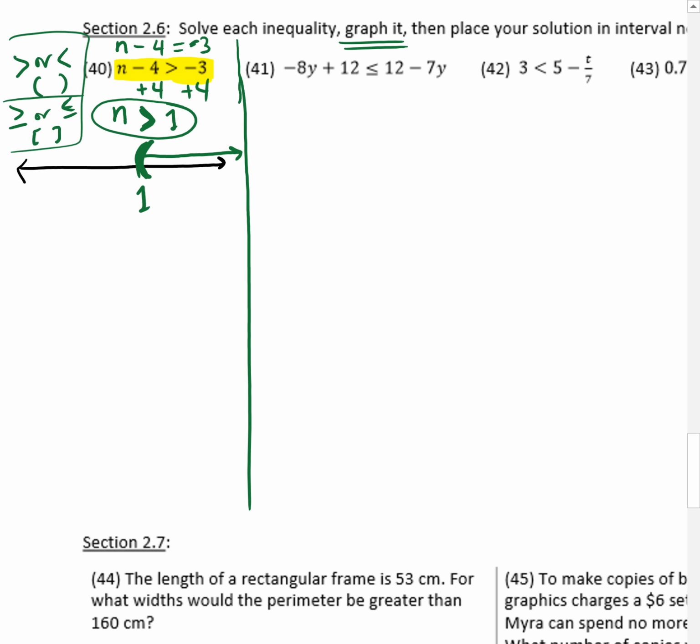So we've graphed it, that's perfect. And then we're going to place our solution in interval notation. So if you remember interval notation, it kind of has a number or infinity, comma, another number or infinity. And it's all about, when you look at your graph, how far to the left does the graph go?